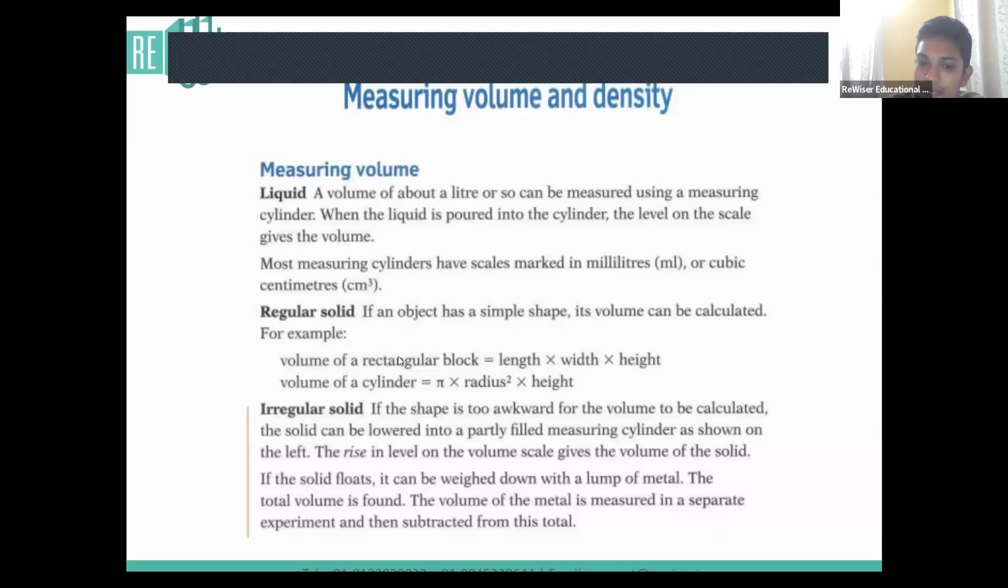When it is a regular solid, regular solids always have formulas for volume. For example, if it's a rectangular block or a cuboid, its volume is length into breadth into height. For a cylinder, it's pi r square h. For a cone, it is 1 by 3 pi r square h, and so on and so forth. So for a regular solid, you can either split it down into one of the basic shapes that we know of and then find the volume.